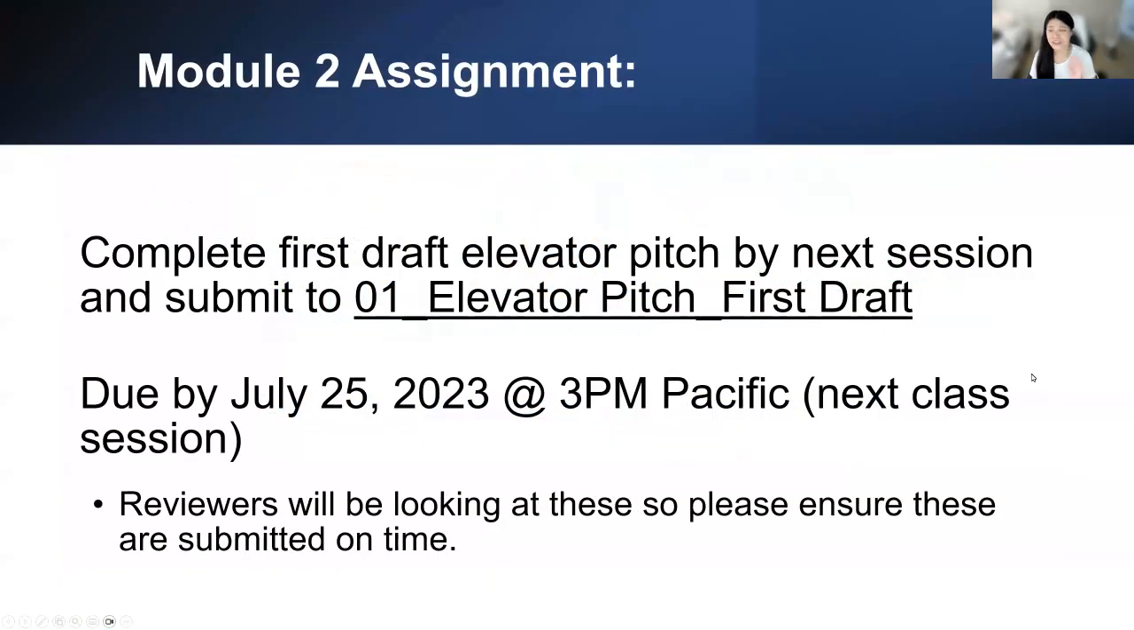Just a heads up, for the Module 2 assignments, you'll be completing your first draft of your elevator pitch. This is now moving from that outline to a video form or an audio form, and you'll be submitting that into the Dropbox. That's due by the next session, and reviewers will be looking at these. So please ensure that they're submitted on time so that we can get them to the reviewers and also provide context.